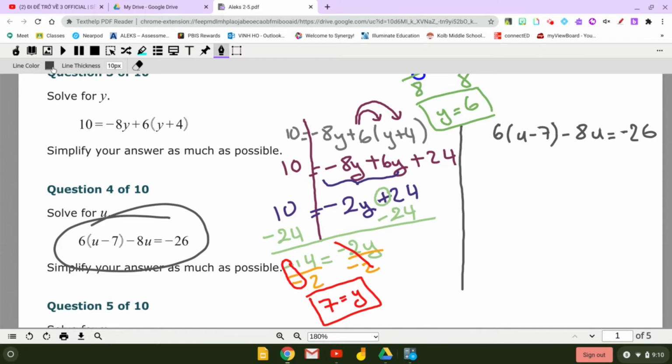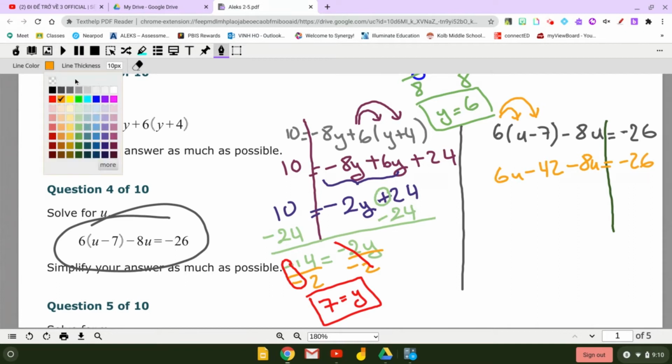Okay, step 1, what do you have to do? Step 1, draw the line, right? Step 1, draw the line. Step 2, parenthesis. We're going to distribute 6 into parenthesis. 6 times u is 6u. 6 times 7 is 42. And we bring down 8u equal to -26.